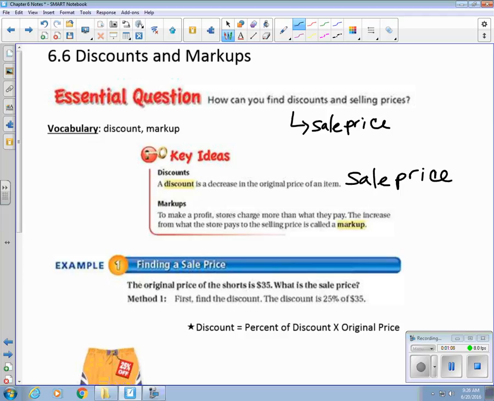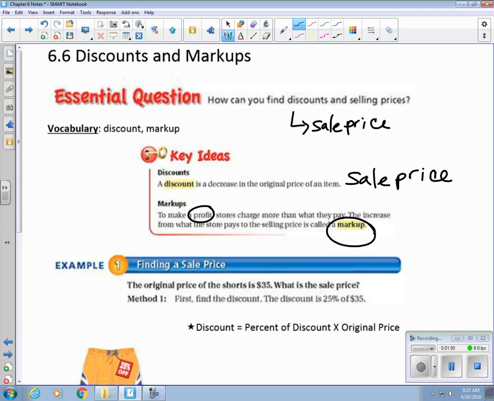And a markup, so if, let's say you were a business owner, you want to make money, you want to make profit, all right? So in order to make a profit, stores charge more than what they pay. So they increase the price. So let's say you own a sneaker store and you pay $50 for a pair of Air Jordans. You're going to charge more than $50 because you want to make profit. The amount that you charge above what you paid for it. So let's say you sell them for $100. So that amount that you charge extra above what you paid is called the markup.